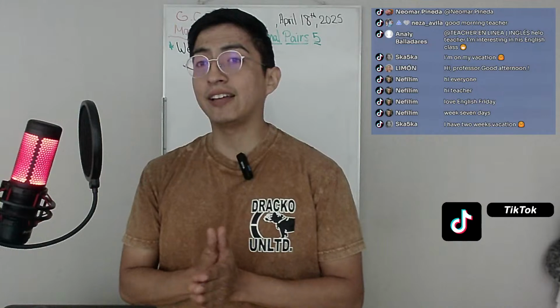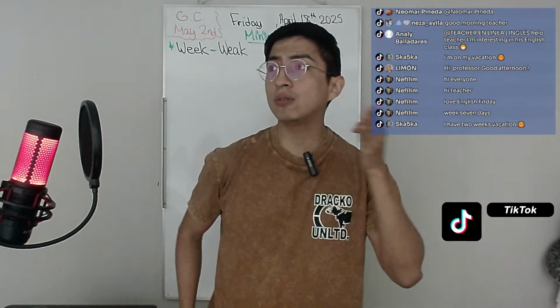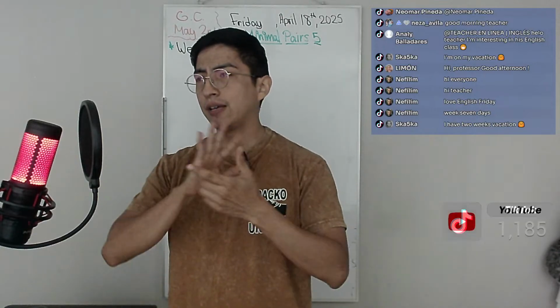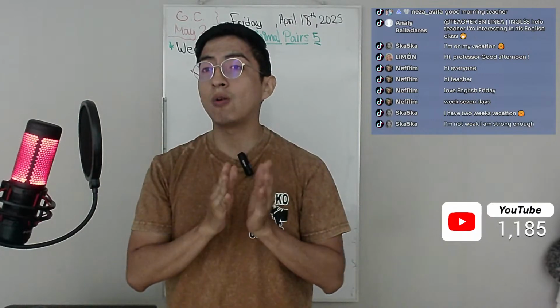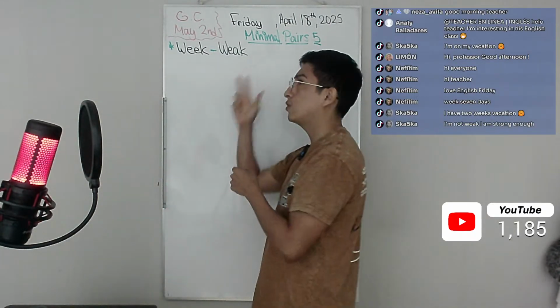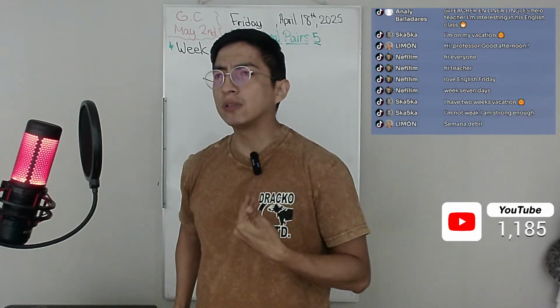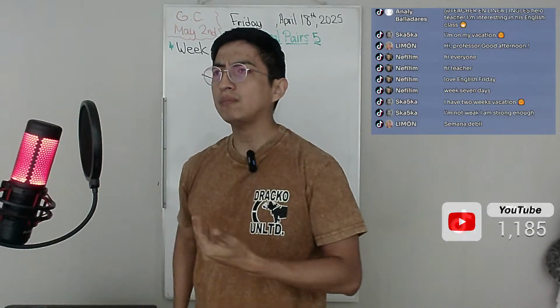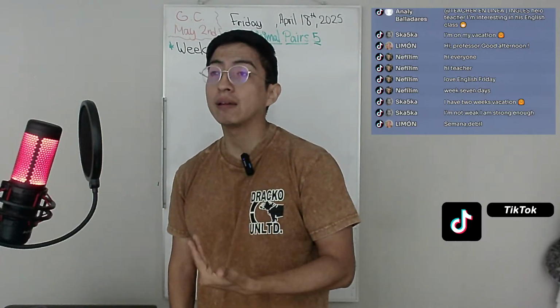Seven days. Yes, a week is a period of 7 days from Monday to Sunday. Okay, we have 7 days, and these 7 days are called a week. This is number one. And number two, we have weak. In this case, this is the opposite of strong. We can say, I'm a strong man, and the opposite is, I'm a weak man.